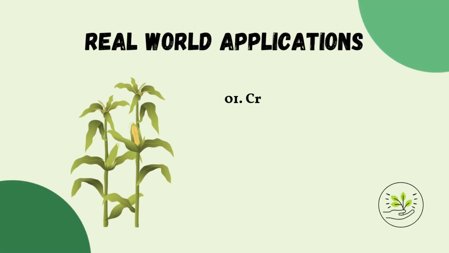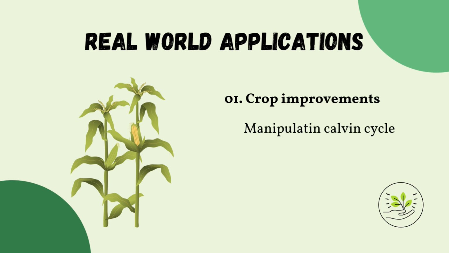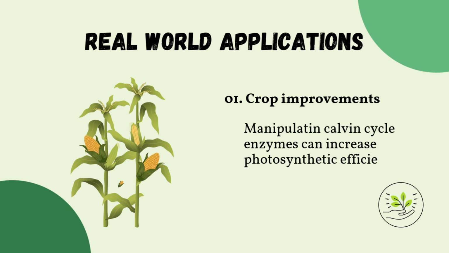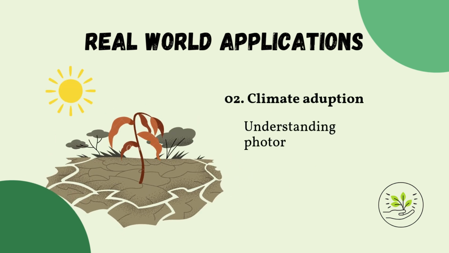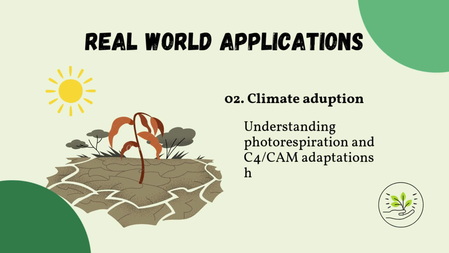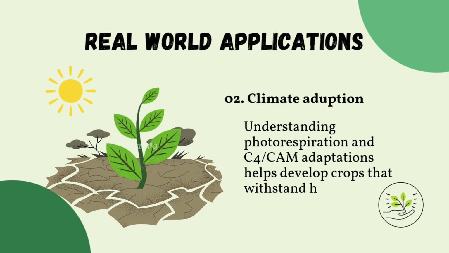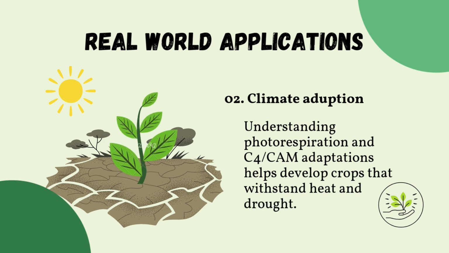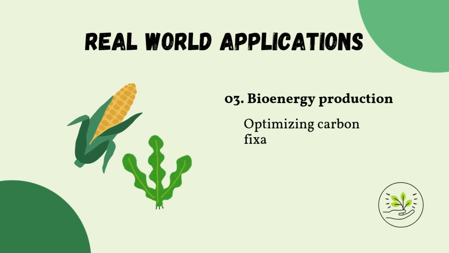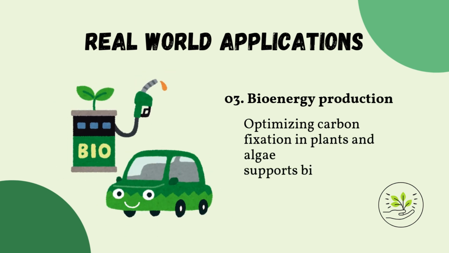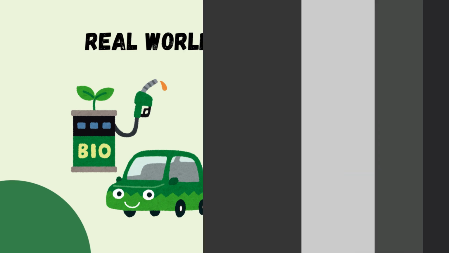Real-world applications. First, crop improvement. Manipulating Calvin cycle enzymes can increase photosynthetic efficiency and crop yield. Second, climate adaptation. Understanding photorespiration and C4 and CAM pathways allows the development of crops that withstand heat and drought. Third, bioenergy production. Optimizing carbon fixation in plants and algae supports biofuel development.